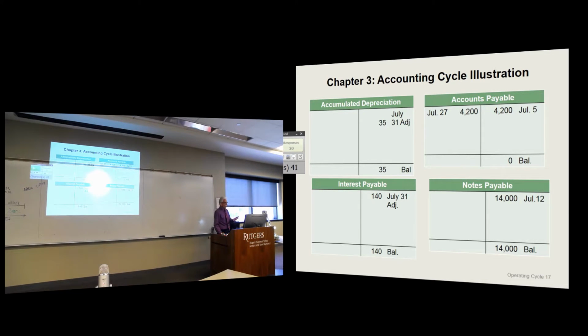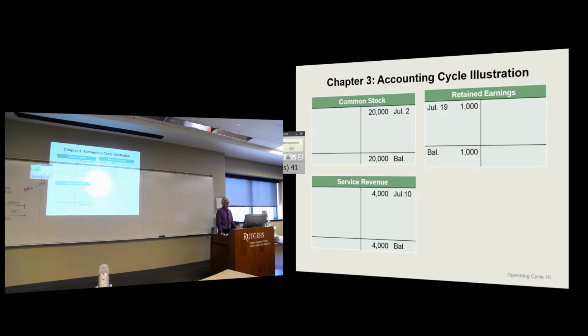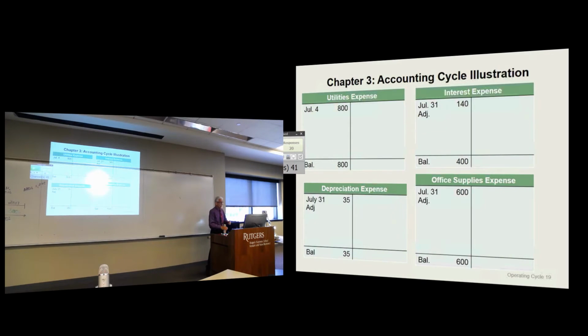Questions on those adjustments? Okay, we're just posting the journal entries. Nothing happened to common stock, retained earnings, or service revenue. There's no change there, nothing accrued. Utilities expense was not accrued, interest expense was accrued. Now, by the way, that's an account you didn't have before.